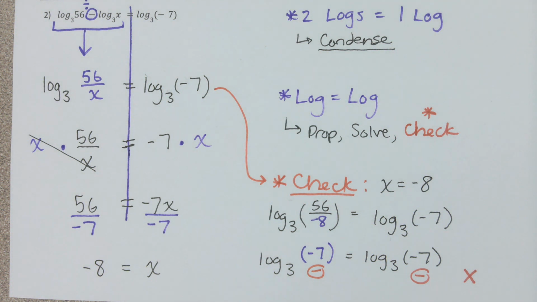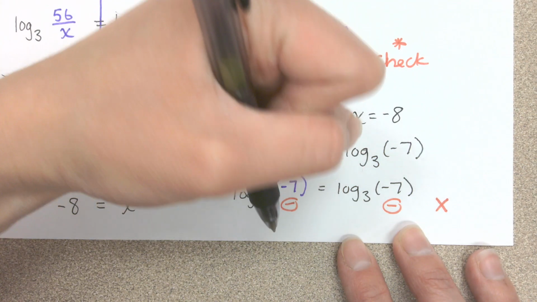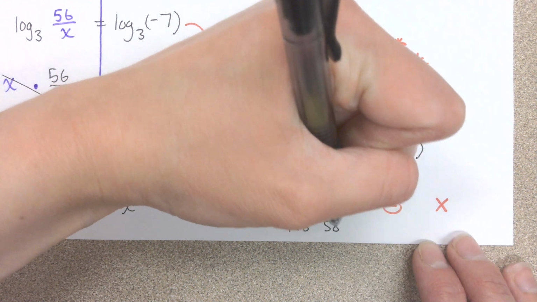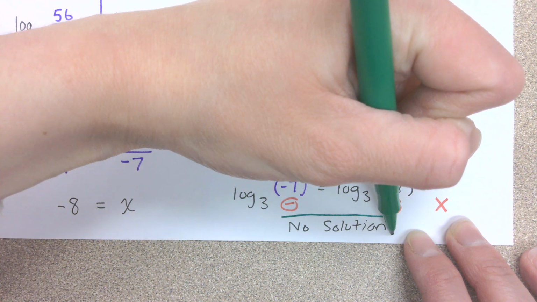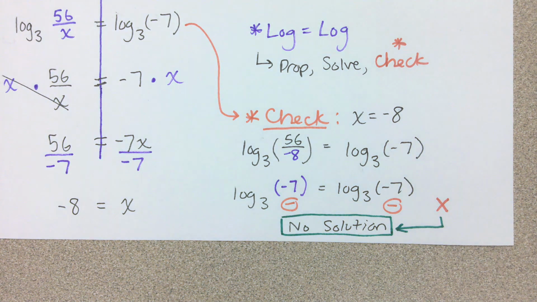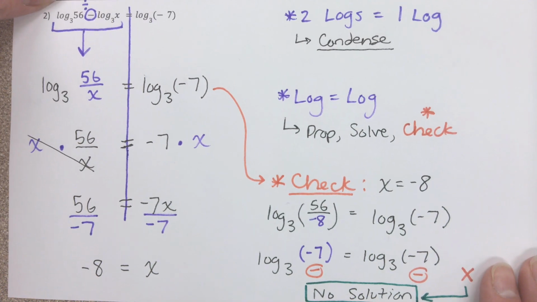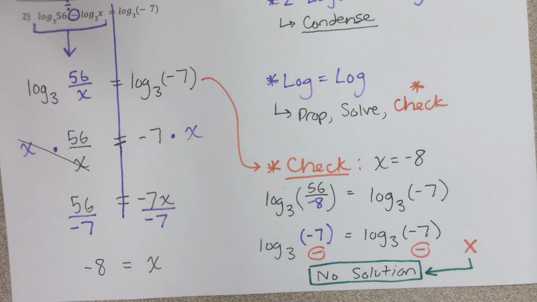Yes. So then would you still have to solve it? If you could give me an explanation explaining why it's no solution, I'd accept that. Okay, so because of this outcome, we have no solution. Questions on number 2 before we move on to number 3? Number 3, this will be our last log equals log problem, and then we'll move on to a different type.